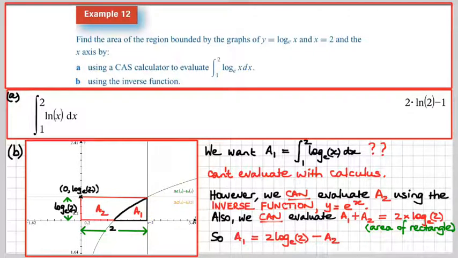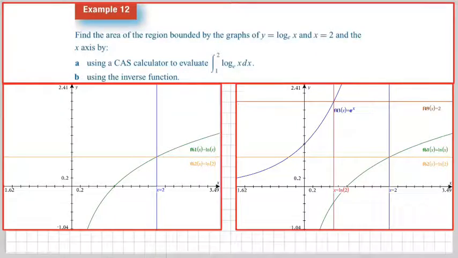So therefore, by difference, A1, we're going to work it out as the total area of the rectangle, A1 plus A2, minus A2, which I'll show you how to do in a minute. It's quite ingenious. Okay, over we go. Now, look at all this.